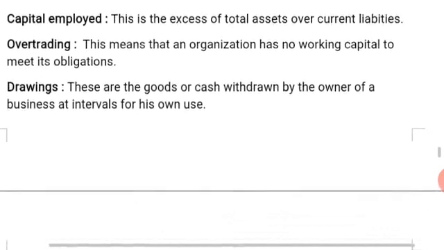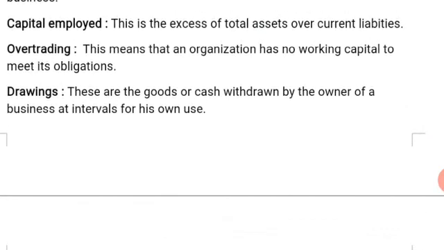More so, we have capital employed. Capital employed simply means the excess of total assets over current liabilities. That is, when you have the total assets, then you less current liabilities. That will give you capital employed.